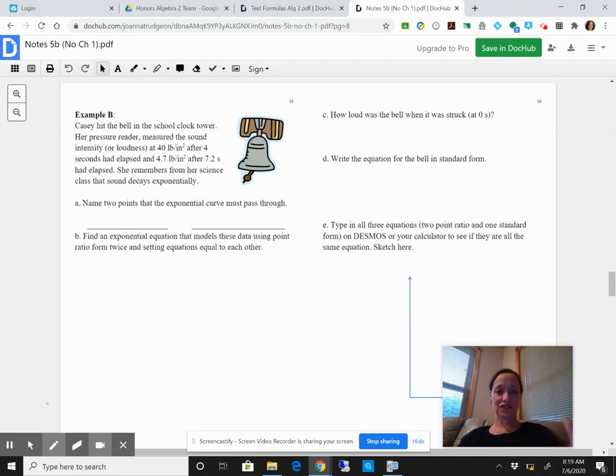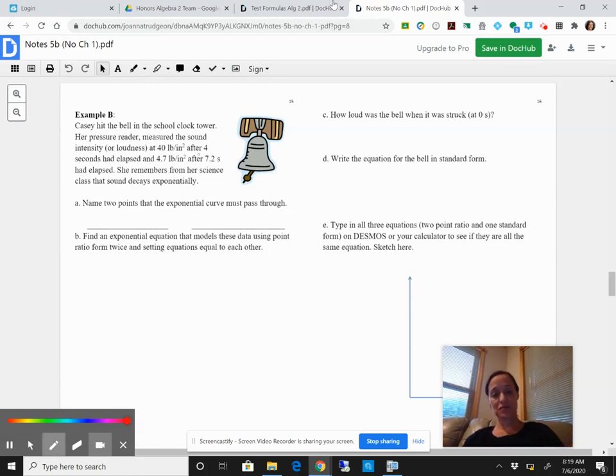So everything's very dangerous. She's up there, he's up there, hits it, okay. Her pressure reader measured the sound intensity or loudness at 40 pounds per square inch after 4 seconds had elapsed and 4.7 pounds per square inch after 7.2 seconds. She remembers from her science class that sound decays exponentially.